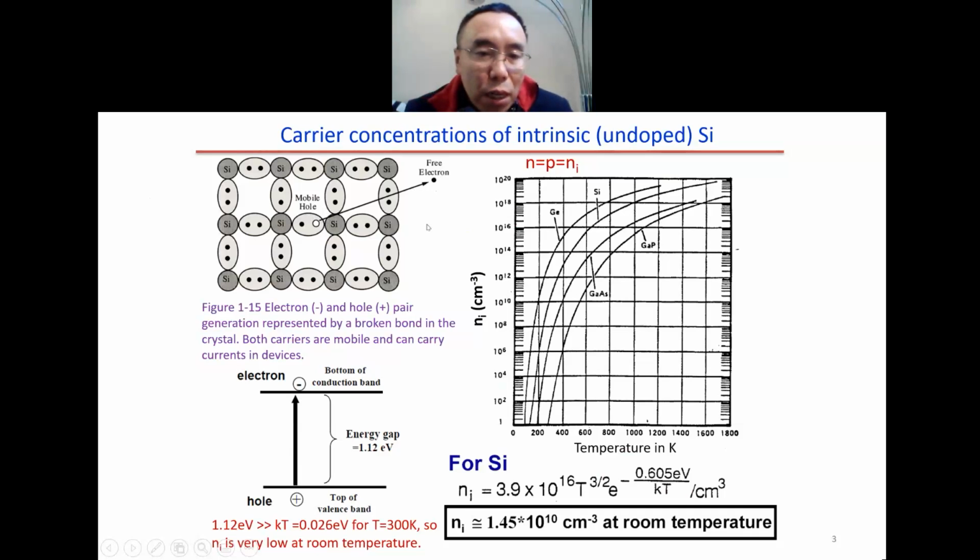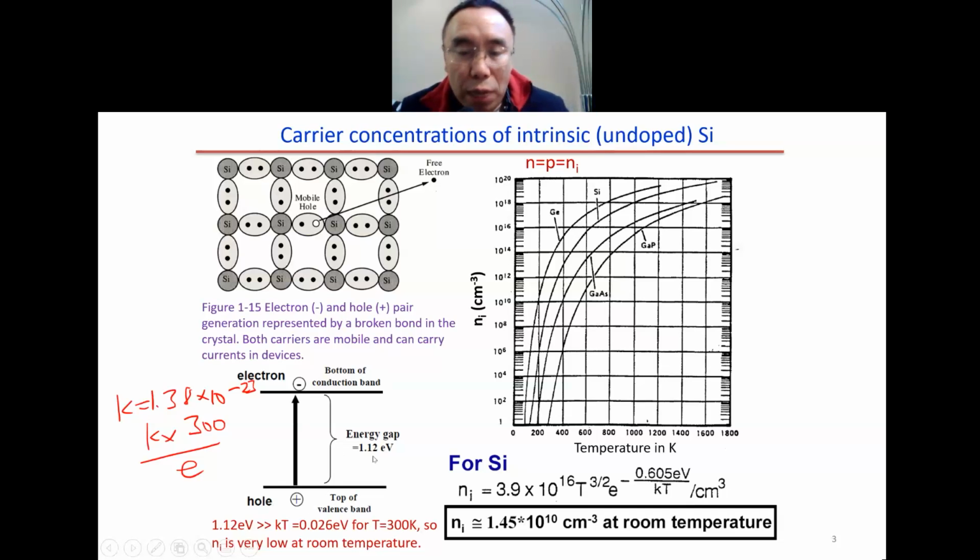But the thermal energy is kT. Taking k times 300 Kelvin divided by the electron charge gives you 0.026. So the thermal energy is only 0.026 electron volt. The energy band gap of silicon is 1.12 electron volt. As a result, very few electrons will be excited.